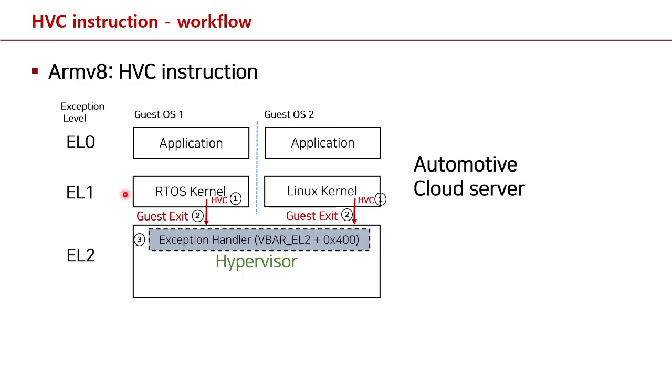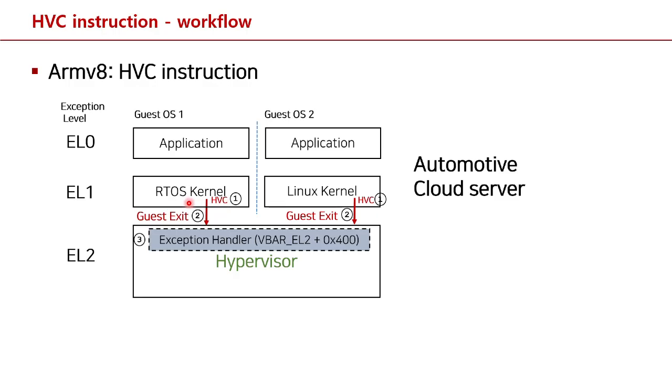Okay, moving back to the main topic. Let's look at how the HVC assembly instruction runs at exception level 1. As you can see, the RTOS kernel in guest OS 1 and the Linux kernel in guest OS 2 can perform the HVC assembly instruction.